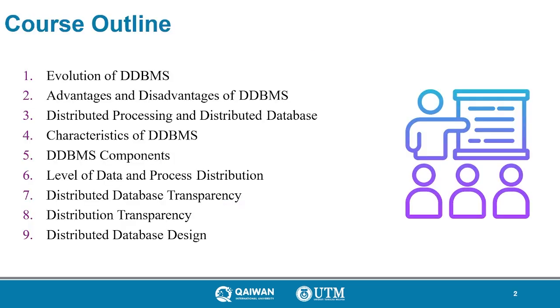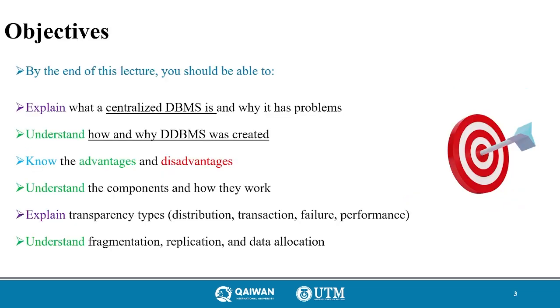Now, we would have our course outline. We would start with evolution of distributed DBMS, advantages and disadvantages of DDBMS, distributed processing and distributed database, characteristics of distributed database management system, distributed database management system components, levels of data and process distribution, distributed database transparency, distribution transparency, distributed database design. Now, our objectives.